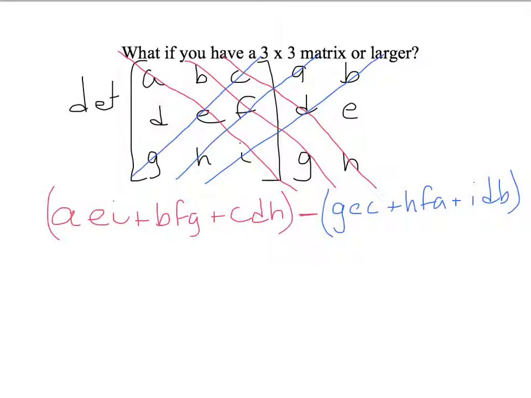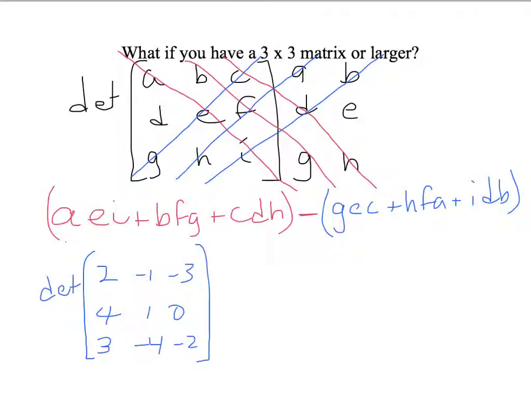Alright, I am going to erase all this, so you might want to pause it, and I'm going to do one with numbers. I guess I don't need to erase it. Let's do one with numbers. So let's find the determinant of 2, negative 1, negative 3, 4, 1, 0, 3, negative 4, negative 2.